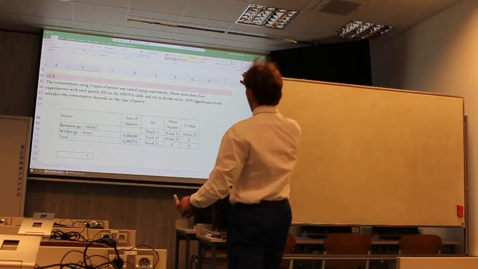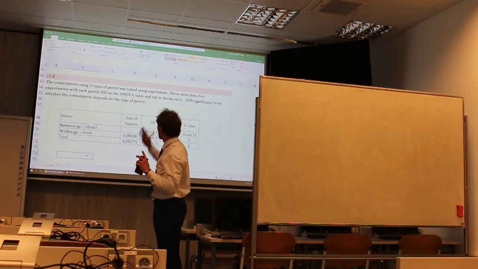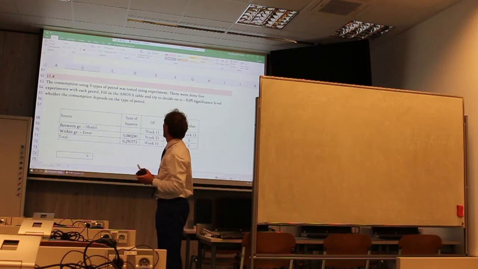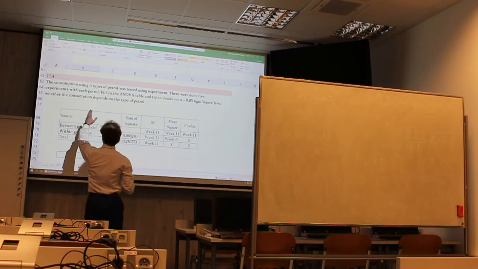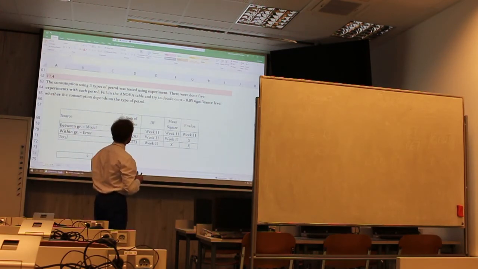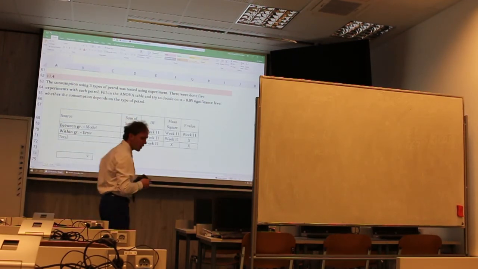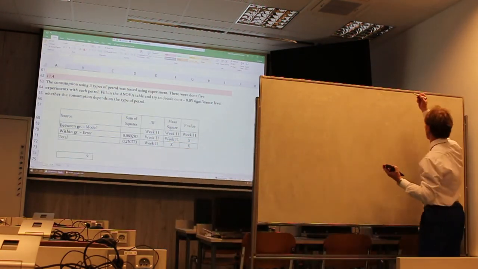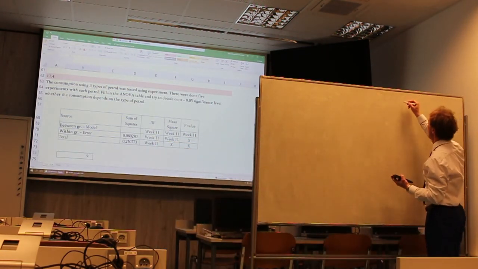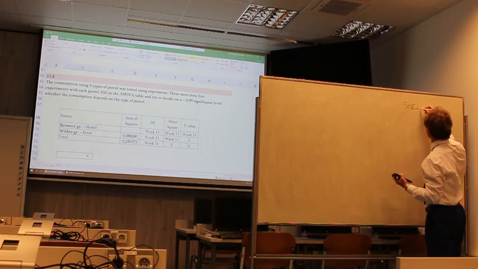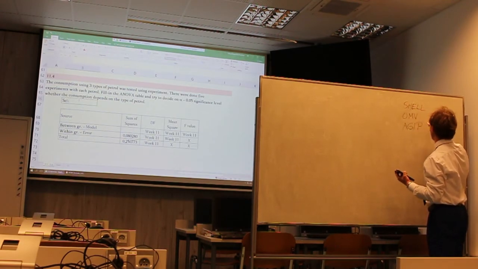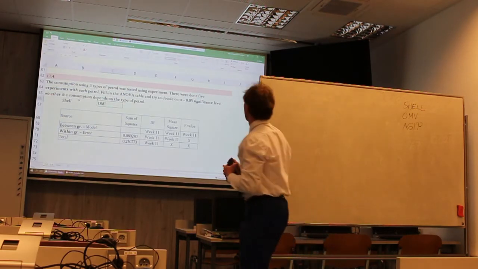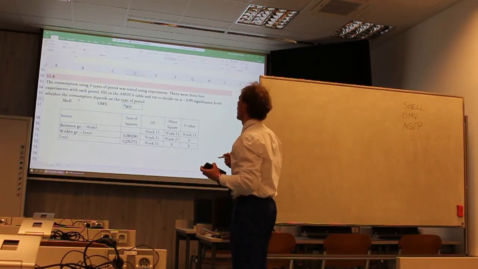Okay, do you remember this example? We already solved this example about consumption of three types of petrol. Consumption using three types of petrol was tested using an experiment. Five experiments were done with each petrol. We can imagine that we are using petrol from Shell, OMV and a Jeep, for example. So we have here three types of petrol.